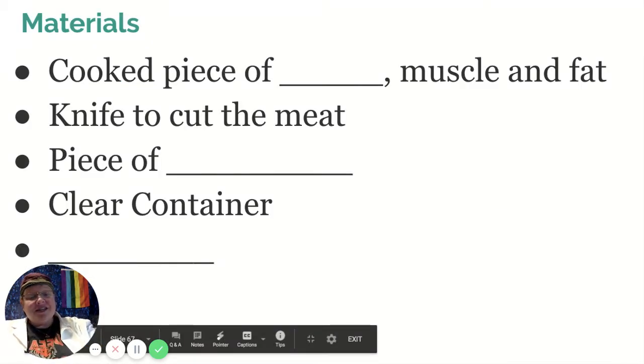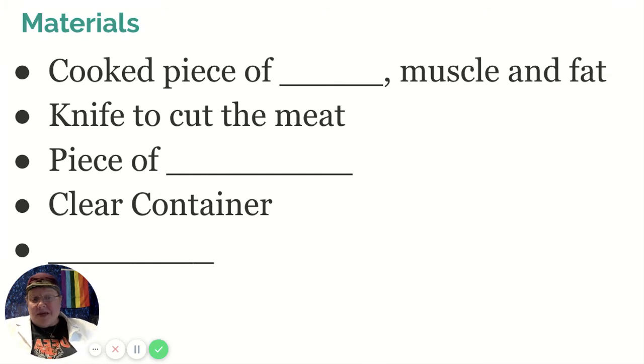The materials you're going to need for this lab are a piece of meat, and you're going to need both muscle and fat. You're going to need a knife to cut the meat, a piece of bread, a large clear container, and some water. Now, if you're doing this at home, I need you to do parent supervision around this. Otherwise, just watch the video and you can get all the data you need from the video.